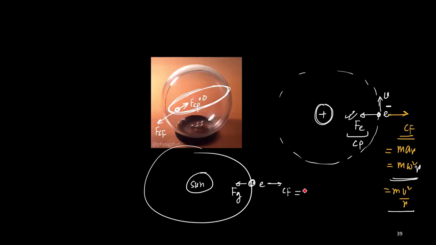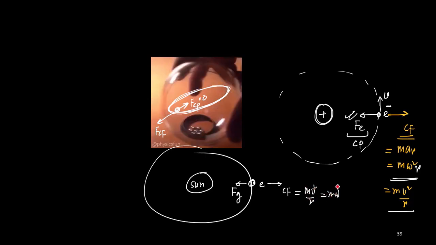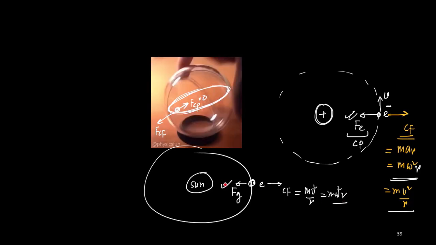The expression of centrifugal force is always either mv square by r or m omega square r. There is no change. But the expression of the centripetal force is different. It depends on the situation. In this particular example, the particle is touching the surface, so the centripetal force is given by the normal.